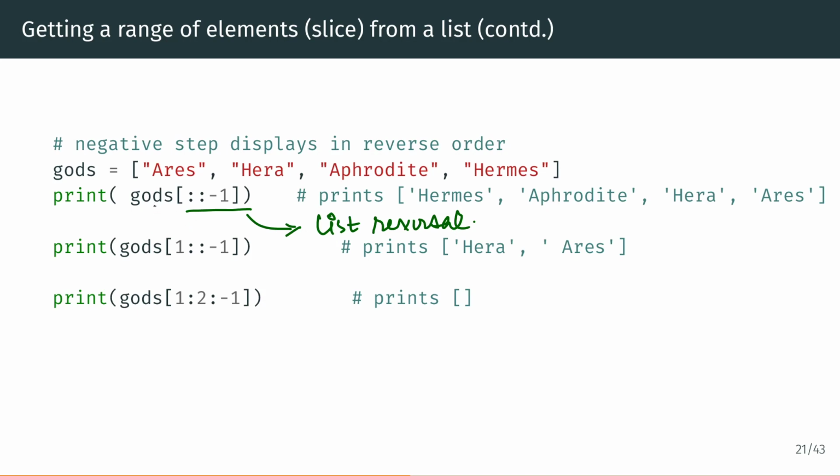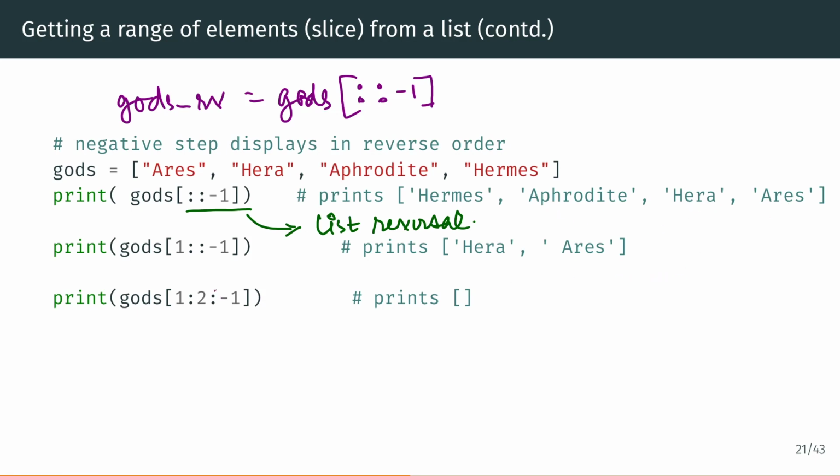As usual though, you can also save this list instead of printing it. You would say gods_rv, I'll just say underscore rv, equals gods colon colon -1, and that would mean gods_rv will be Hermes, Aphrodite, Hera, and Aries.